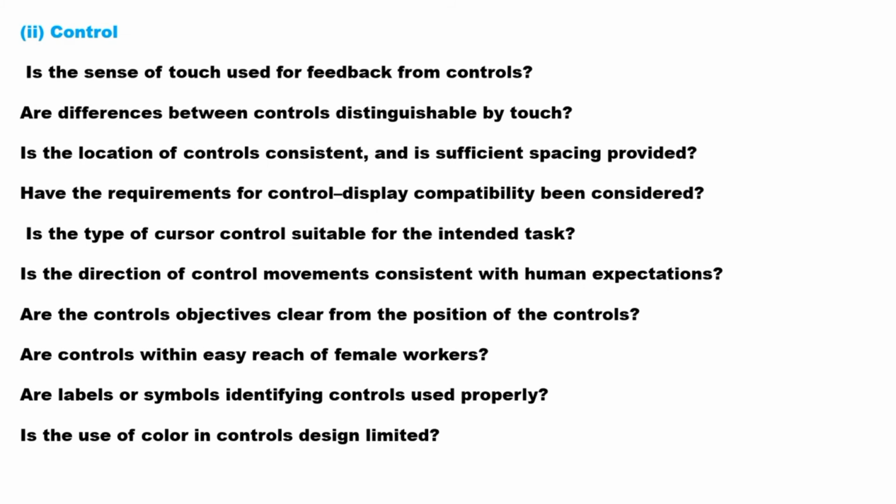Is the direction of control movements consistent with human expectations? Are the controls objectives clear from the position of the controls? Are controls within easy reach of female workers? Are labels or symbols identifying controls used properly? Is the use of color in controls design limited?